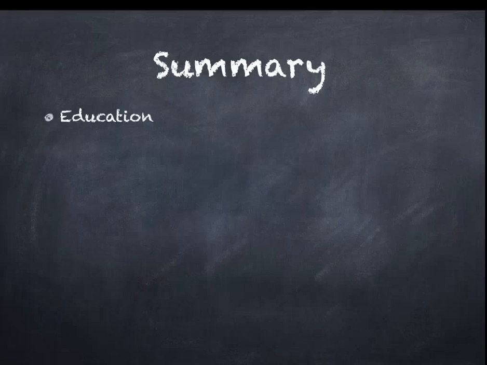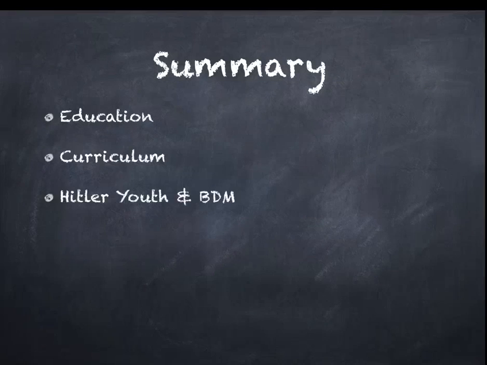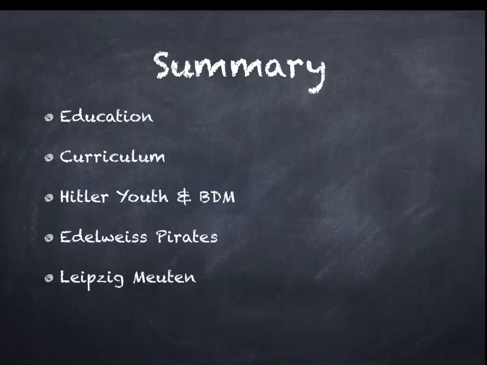So in summary, education was fundamentally altered. It was aimed at indoctrination, the curriculum, examples you should be able to give from history or mathematics or biology. The Hitler Youth and the BDM, you should be able to describe their activities, why they were popular, why they became less popular, what activities they did. You should be able to describe the Edelweiss Pirates, the Leipzig Mythen, and the Swing Movement.